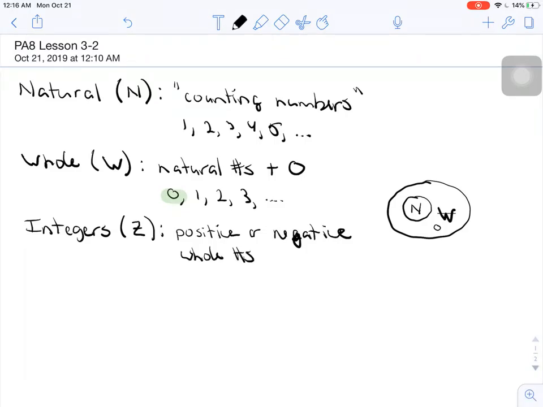If we were to keep building on our diagram, we could add another bubble out here for integers. Whole numbers are in the integer bubble because all whole numbers are integers, but not all integers are whole numbers because of the negatives: -1, -2, going down into the negatives. All of those are integers, but not whole numbers.